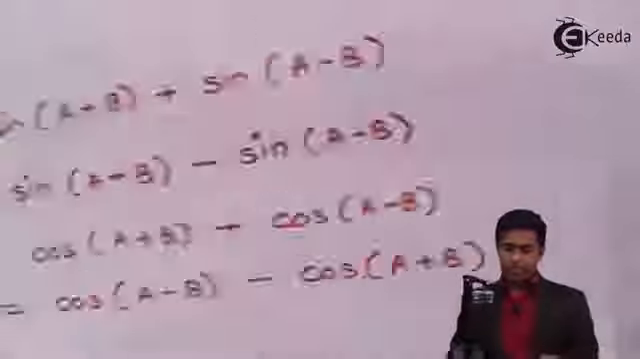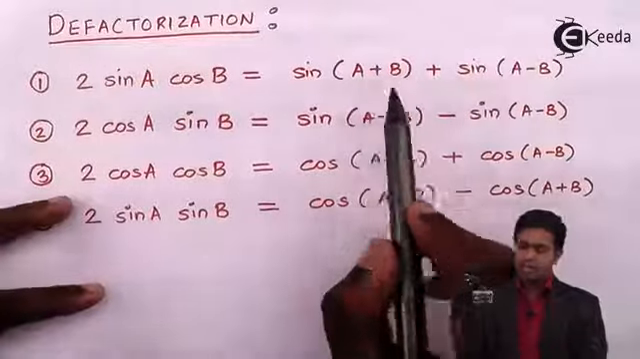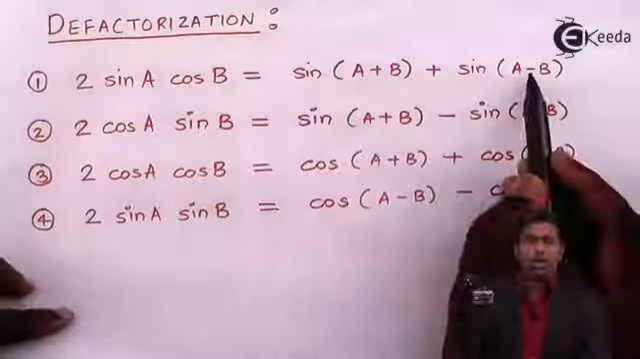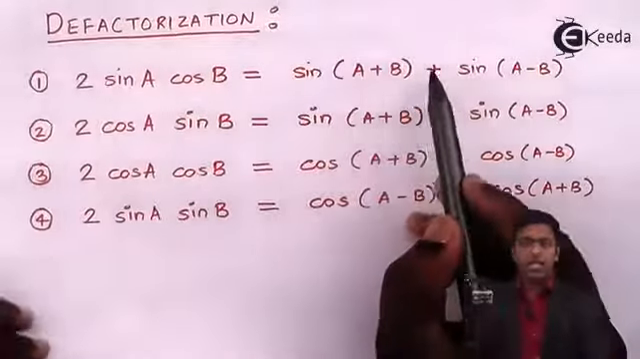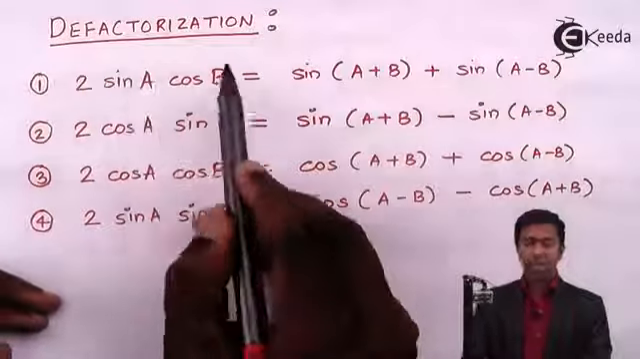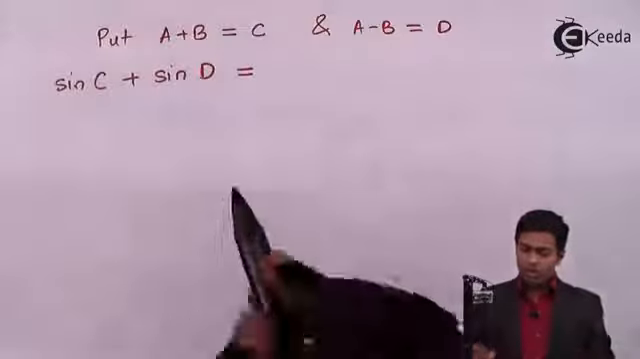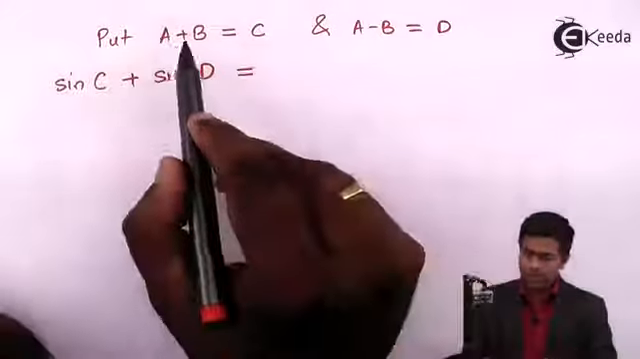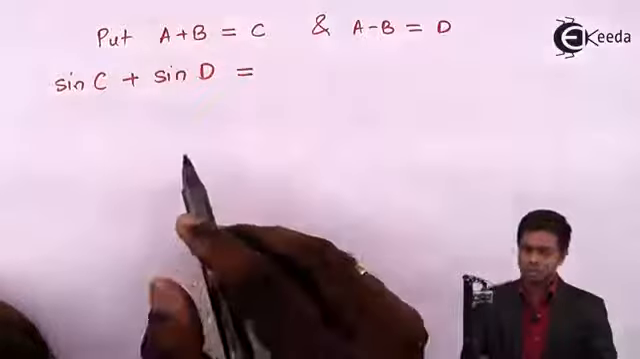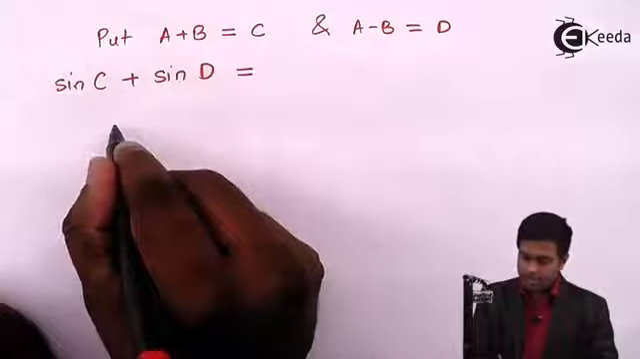Now here in this formula, we have substituted A plus B as C and A minus B as D. So now we will find out the value of A and B in terms of C and D. To get the value of A in terms of C and D, we will add these 2 equations. By adding these 2 equations, we will get A plus A, that is 2A.